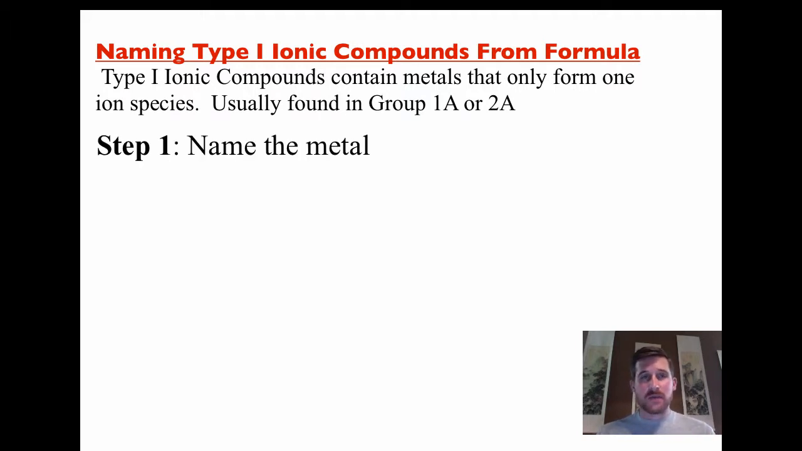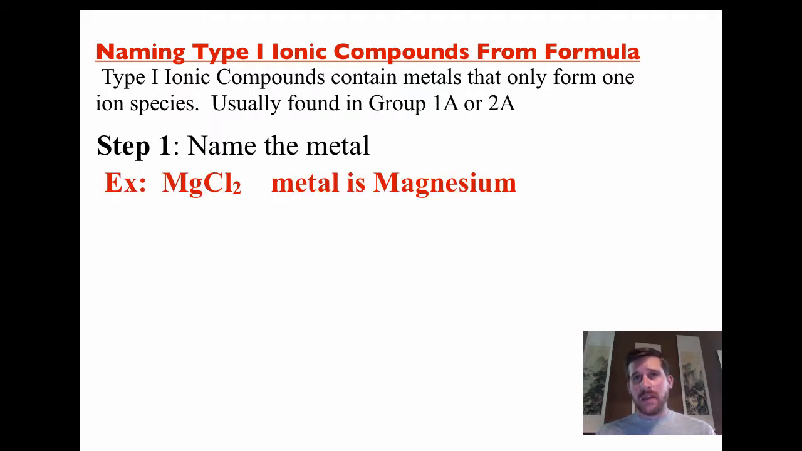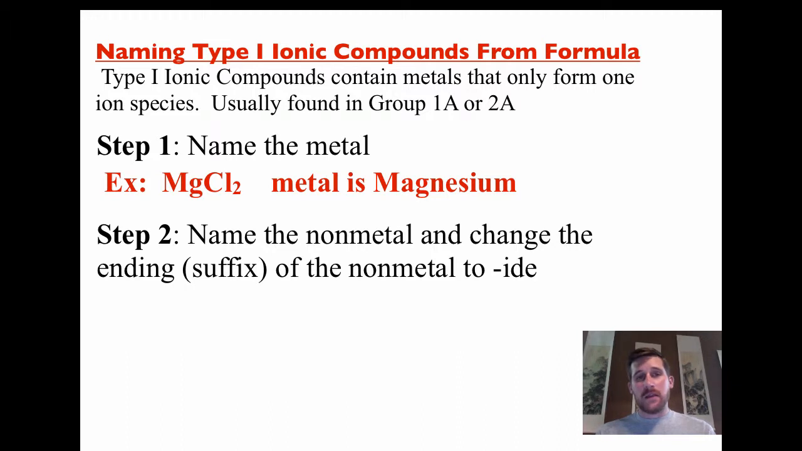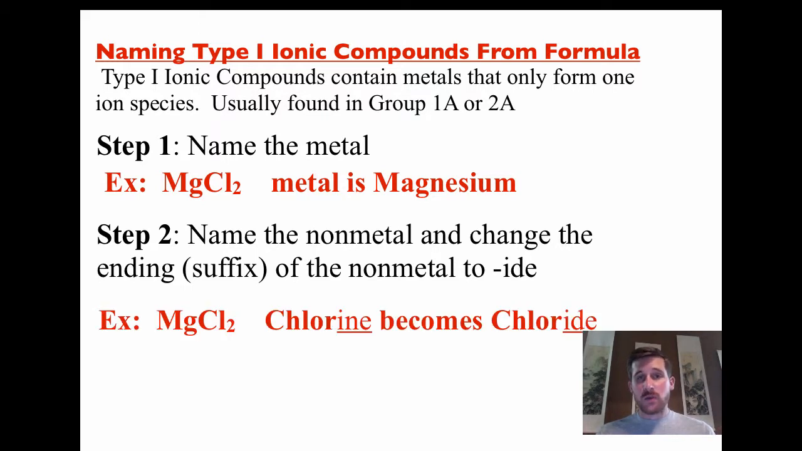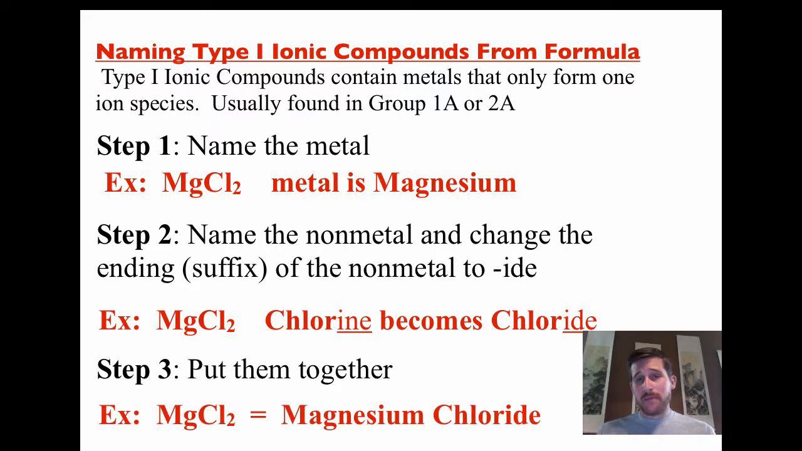So how do we name these from formula? The first thing we do is name the metal. The metal is always the first element, so this is a lot like naming covalent compounds. We just name that very first symbol. In this example, Mg is the first element, magnesium, so we just call it magnesium, no changes. We name the second element, the nonmetal, by changing the suffix, just like we did in covalent compounds. We add -ide to chlorine, so chlorine becomes chloride. Then finally, we just put them together. So here we've got magnesium chloride, and it's as simple as that. No prefixes are needed to indicate the number of chlorines here. We just say magnesium chloride.